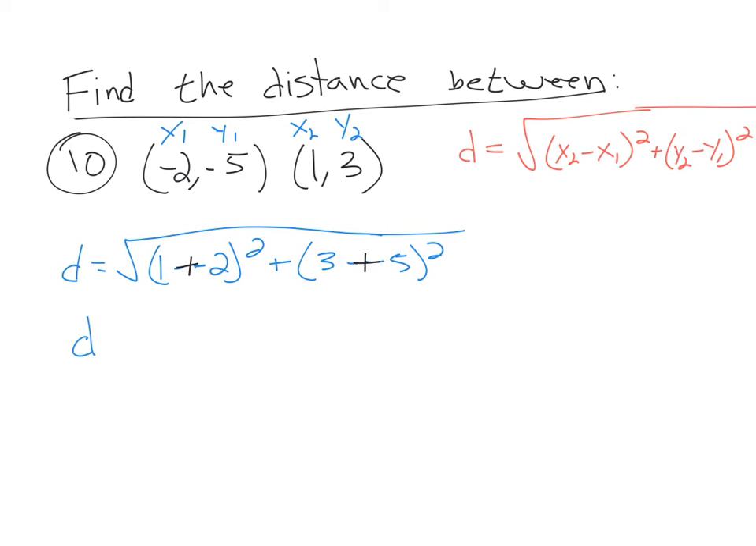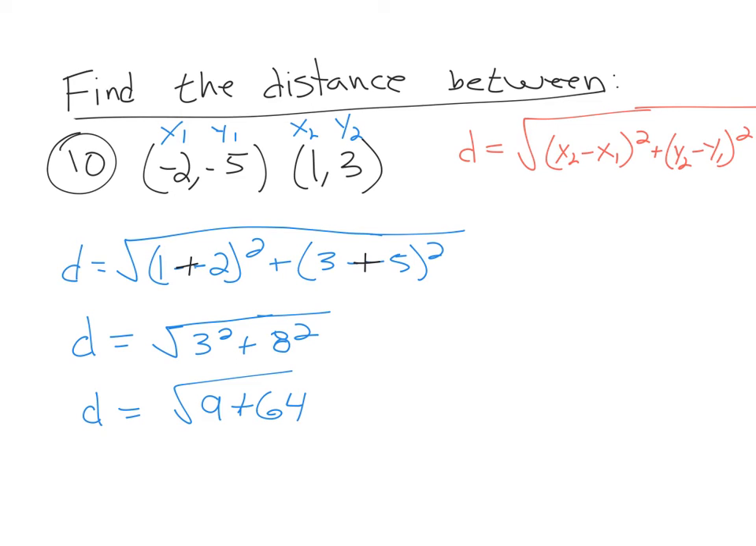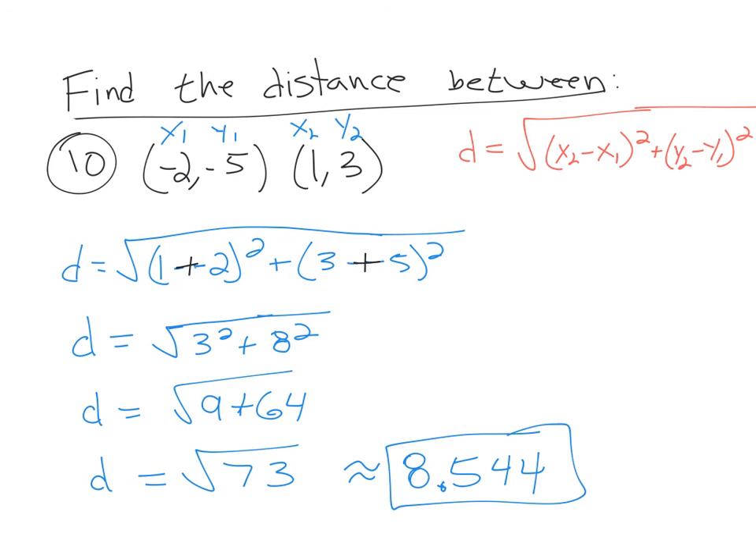And eventually, I will get d equals the square root of 3 squared plus 8 squared. This then works out to be d equals the square root of 9 plus 64, which then is d equals the square root of 73. And just to refer to a distance, it's sometimes easier to round. This would be about 8.544 units. So that would be your answer. Once again, just like midpoint, throw in these values, do the evaluation, get the calculations, and you'll be good to go.